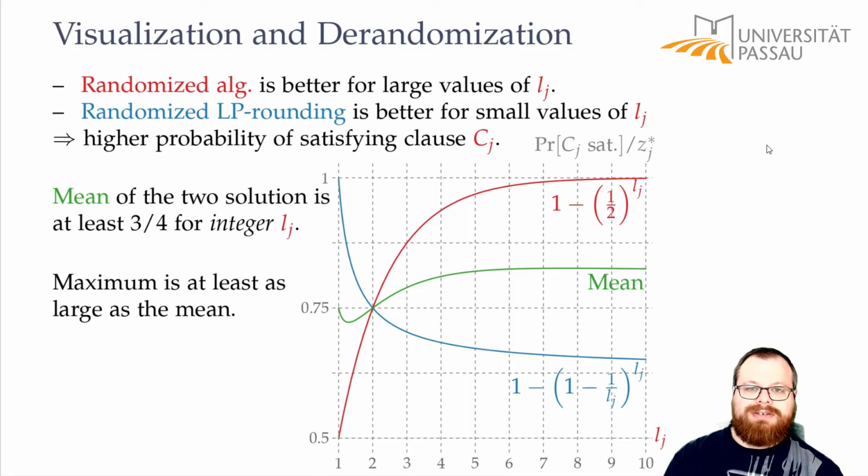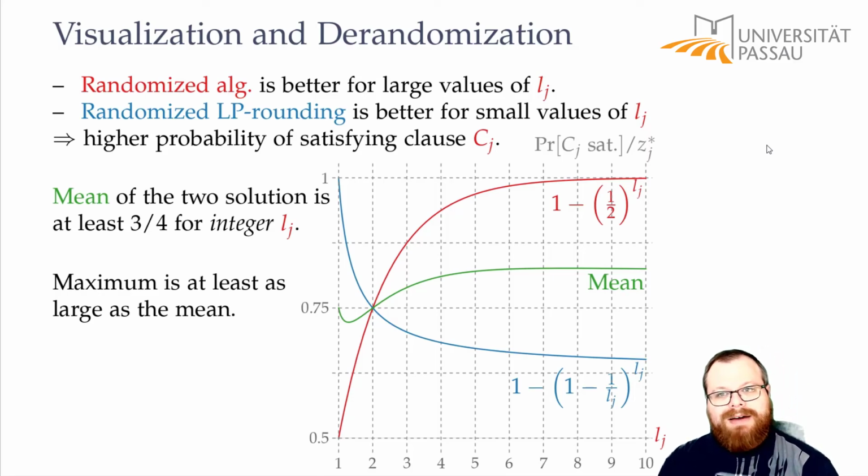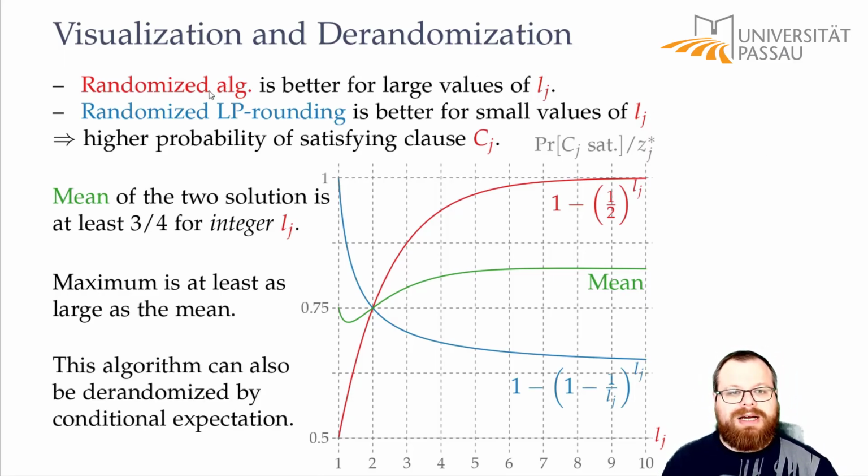And clearly we can de-randomize this algorithm. I mean, we have already de-randomized both other algorithms, so for this one, it's just one more step. Pick the better of the two, and you're done. And that's all I wanted to show you today about maximum satisfiability and randomized approximation algorithms. Thank you for watching.